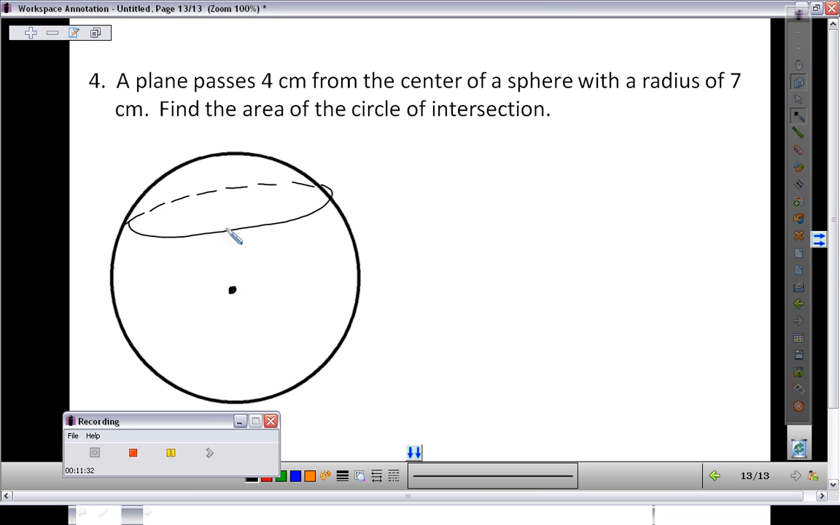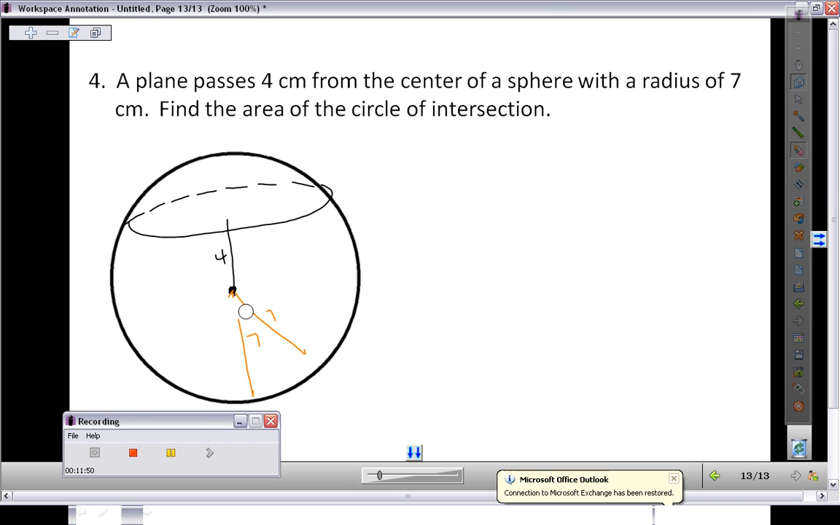Here's roughly where the center of the sphere is. So that distance right there is 4. It also says that the radius of the sphere is 7 centimeters. Again, a radius goes from the center to any point on the side. So there is 7, there is 7, there is 7, and so on. The only place where it will be beneficial for us to draw the radius, though, is from the center up to the edge of the circle of intersection.